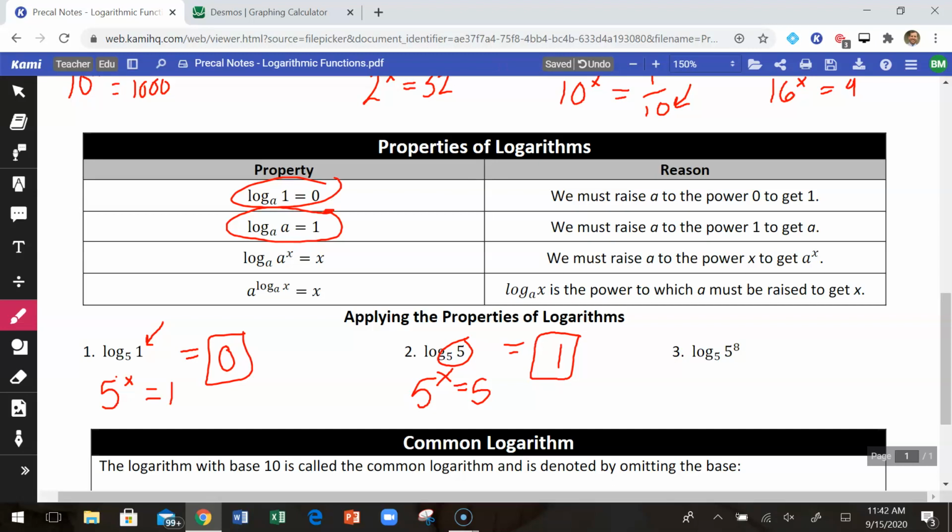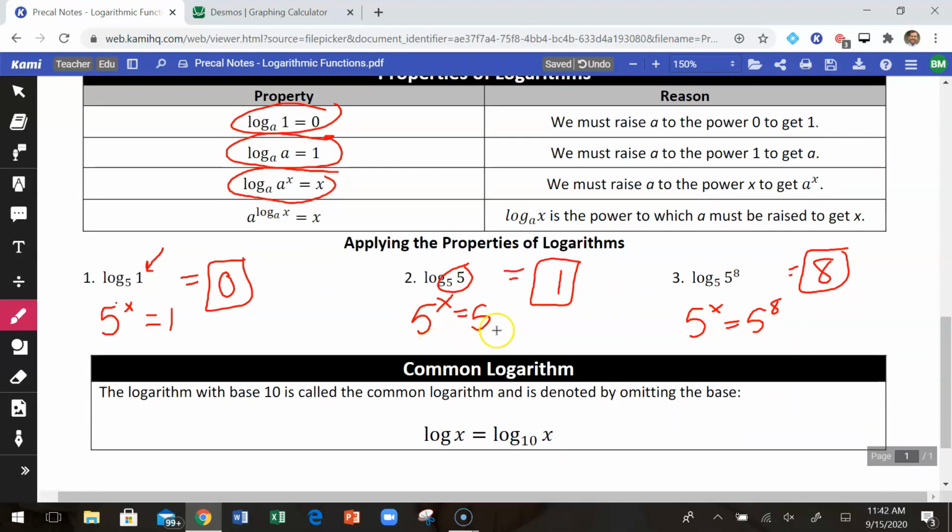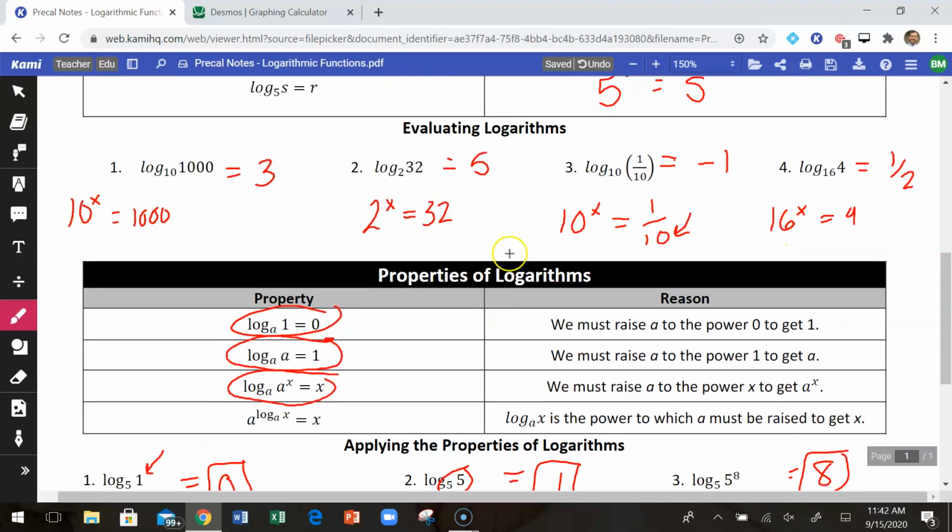And then log base 5 of 5 to the 8th. So this says 5 to what power is equal to 5 to the 8th. And the answer there then is obviously 8. And that is this property right here that says if I have a power of that base inside of my log, the answer is going to be whatever that exponent is on that number. So pretty easy there, but again, if you just think of those the same way I did, those should all make sense.